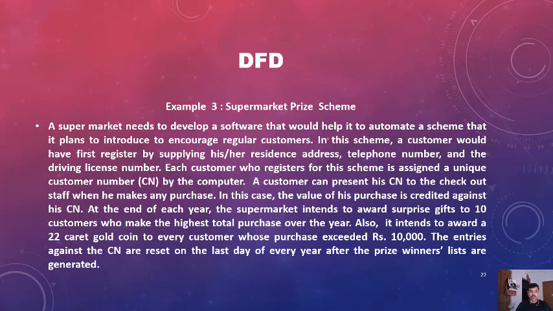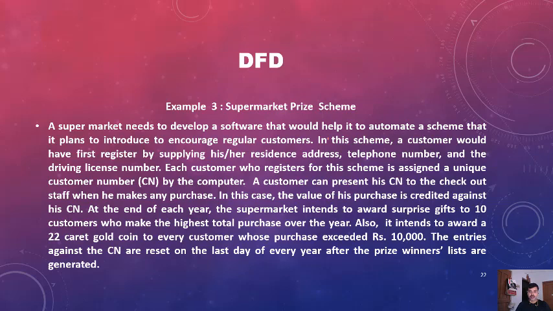Okay, now we will move to the third and last example, a supermarket price scheme. A supermarket needs to develop software that would help it to automate a scheme that it plans to introduce to encourage regular customers. In this scheme, a customer would first register by supplying his or her residence address, telephone number, and driving license number. Next, each customer who registers for this scheme is assigned a unique customer number by the computer.